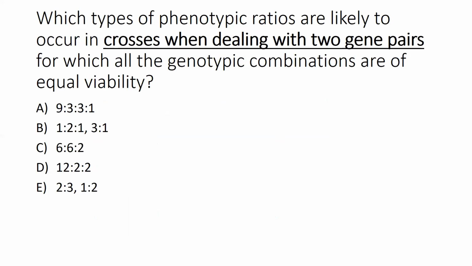Okay, so this is a question: which types of phenotypic ratios are likely to occur in crosses when dealing with two gene pairs for which all the genotypic combinations are of equal viability? Do you guys remember? Is it A? Yes. So whenever you see two gene pairs, always think dihybrid, which is this ratio, okay?